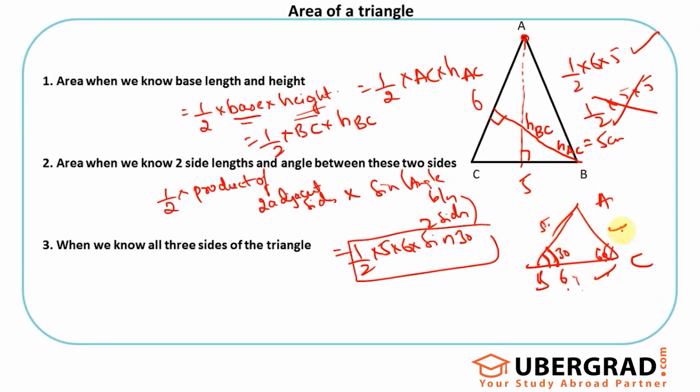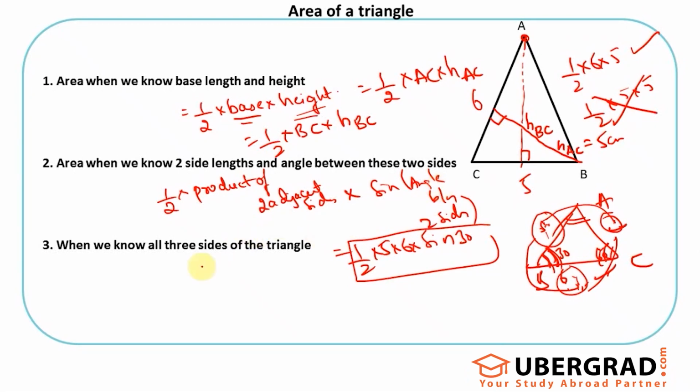Anyway, any two sides are adjacent in a triangle, right? This and this is also adjacent. This and this is also adjacent and this and this is also adjacent. But if I am taking these two, I should use this angle. If I am using 5 and this, I need to use sine of angle A. If I am using 5 and 6, I should use 30, right? Accordingly, you have to select the sine of the angle between them.